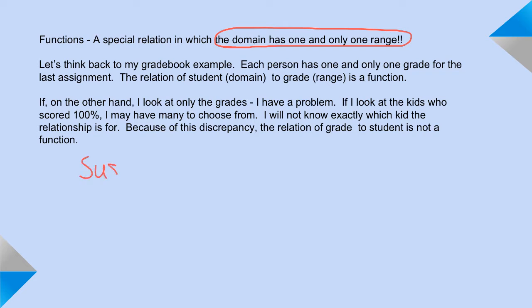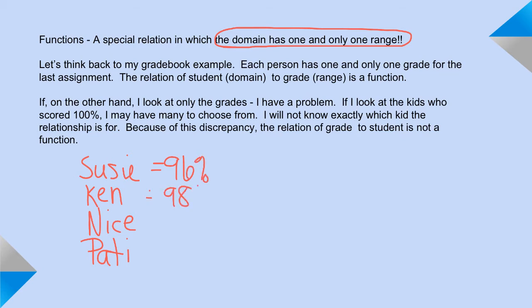Maybe we have Susie Sunshine and Kind Ken and Nice Ned and Patient Patty. All right, on the last assignment, Susie got 96%, Ken got 98%, Nice Ned, he got 84%, and Patty got 96%. So let's say Mr. Beam comes in and he's got a paper and it's Susie's paper and I forgot to write her grade on it. I could tell him exactly what her grade is because every domain in my grade book has one and only one range. There is only one grade for Susie for that assignment.